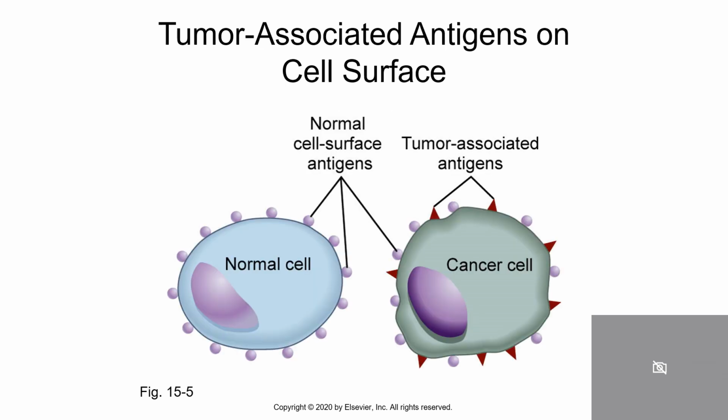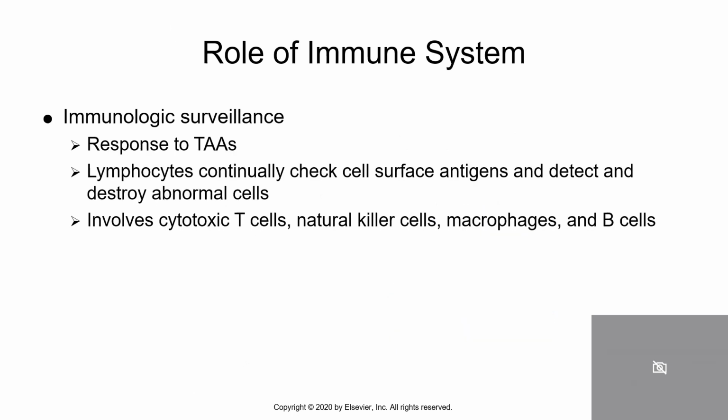You can see in the slide how the normal cell has your nice round normal surface antigens, but the cancer cells have these spiky ones that are called tumor-associated antigens. And it's the immune system's job to respond to those. But again, sometimes it does a good job and sometimes it doesn't. The immune system acts to respond to these tumor-associated antigens. They're supposed to detect and destroy the cells that are developing, and under most circumstances, that's going to occur.